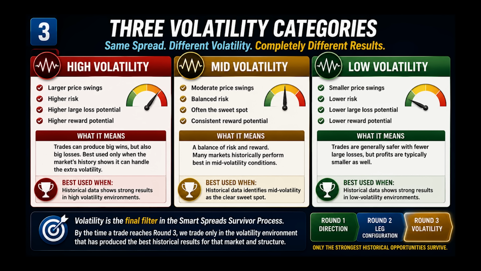Each volatility category has its own personality. High volatility offers larger price swings and greater profit potential, but also greater risk. Low volatility generally produces smaller price movements and lower risk. For many markets, the sweet spot falls somewhere in the middle. The important point is that the same spread can produce very different historical results depending on its volatility environment.